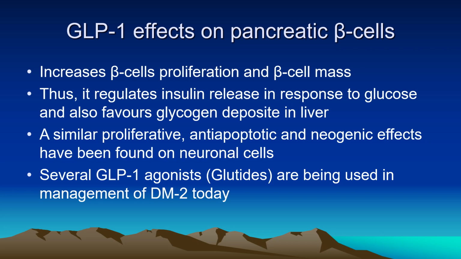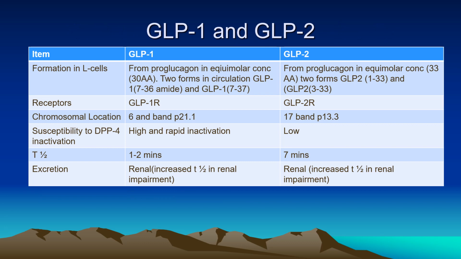As I spoke earlier, several GLP-1 agonists are already being used in the clinical management of type 2 diabetes, alone or in combination. Now, GLP-1 can be compared with GLP-2, which is also co-secreted in equimolar concentration. Its amino acid sequence is different. Total amino acid content is 33, and it occurs in two forms, as GLP-1 also occurs in two forms. There are separate receptors for GLP-2 also, and their chromosomal location for control is different.